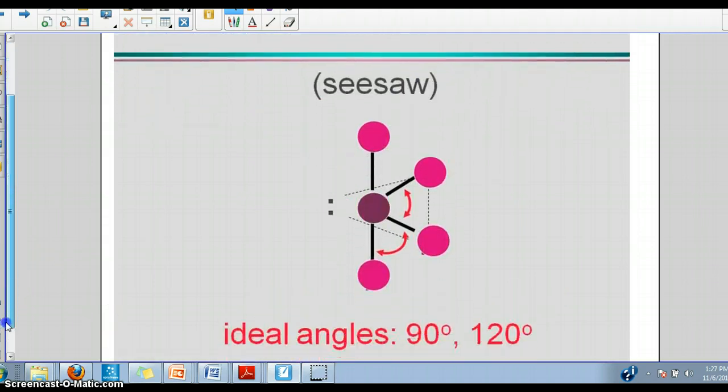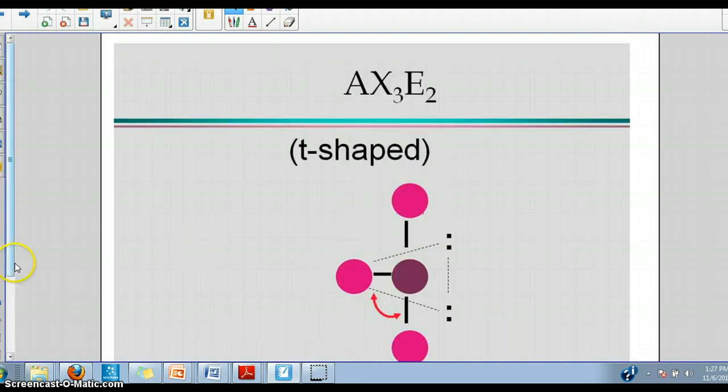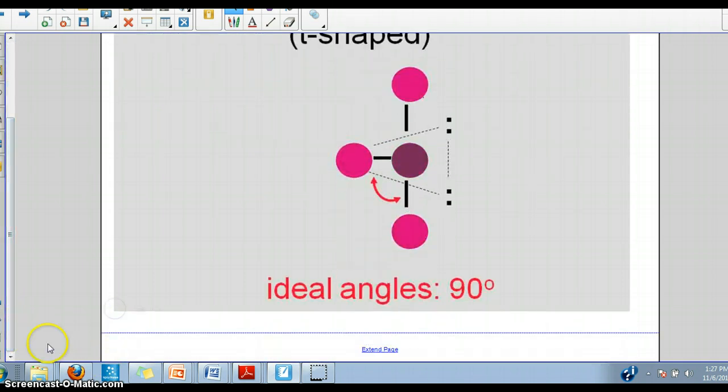Seesaw formation, where you have the one electron pair. We're still going to have the 90-degree angles on these two, and then we're still going to have the 120 degrees. So this one electron pair doesn't have enough repulsion to actually change any of the bond angles in this example. Okay, T-shaped, where you have 2 electron pairs on the central atom.